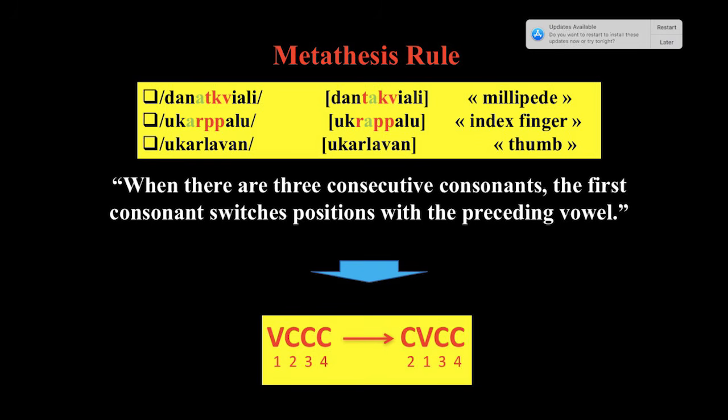So the phonemic pronunciation was the vowel is number one followed by three consecutive consonants. The first vowel switches the position with the second consonant. It becomes C2, V1, C3, and C4. This is exactly how we write a transformational rule notation for metathesis. We numerate the consonant and we show how that numeration becomes different in the phonetic representation.